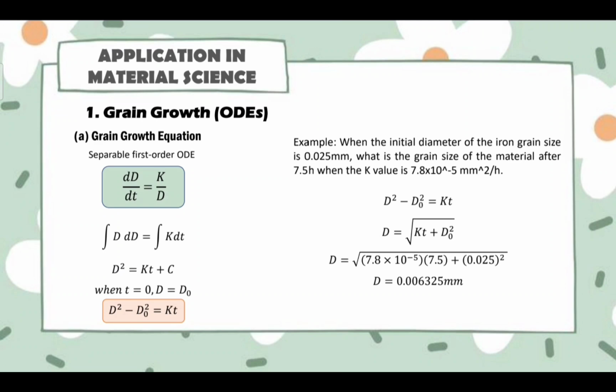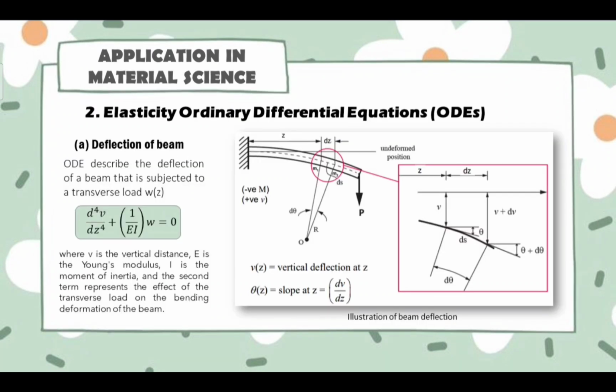The separation method is used to solve the grain growth ODE, where we separate the k and the D terms and solve for the integrals. After the boundary condition is substituted, we get the particular solution of D squared minus D naught squared equal to kt. And this is the example of solving for the grain size D after an interval of time using the modeled equation.